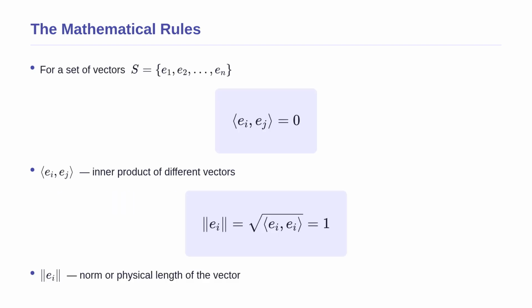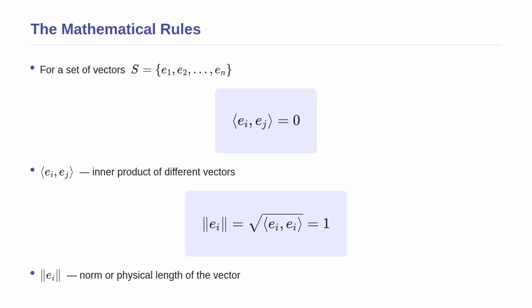Now that we understand the idea, let us look at how it works mathematically. For a set of vectors to be an orthonormal basis, they must pass two tests. First is orthogonality. The inner product, which is like a generalized dot product between any two different vectors, ei and ej, must be exactly 0. This guarantees they are perfectly perpendicular.